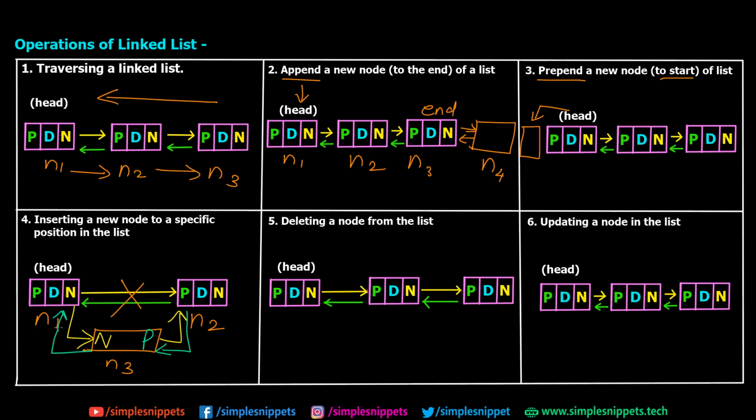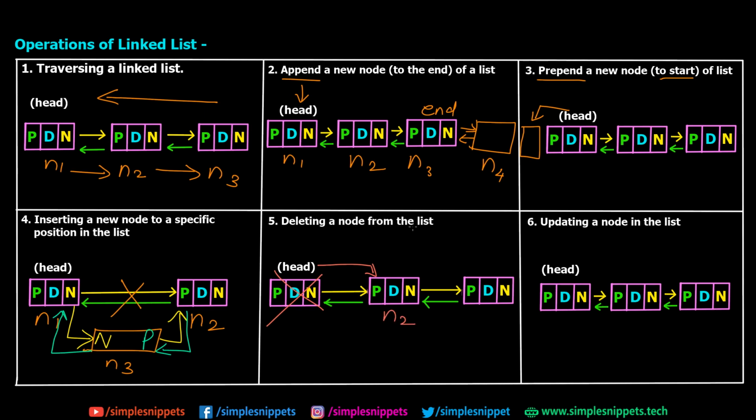So now it becomes n1, n3 and n2. So that's inserting a node at a specific position inside the list. Next, we have deleting a node from the list. Again, there are 3 different variations. Let's say you want to delete the very first node, that is the head node. Then the only thing you have to do is point head to the next node, and this gets erased. So next time the list will start from n2, right?